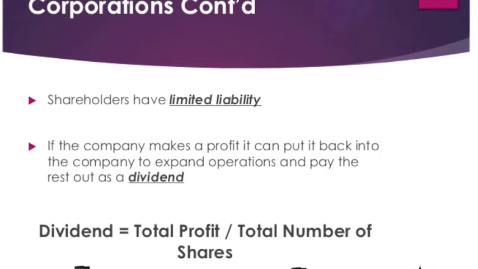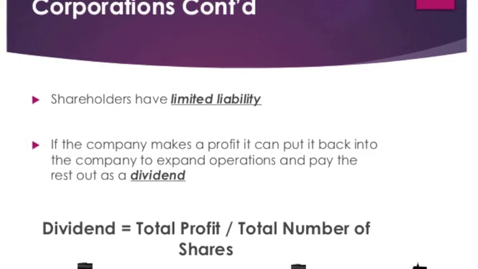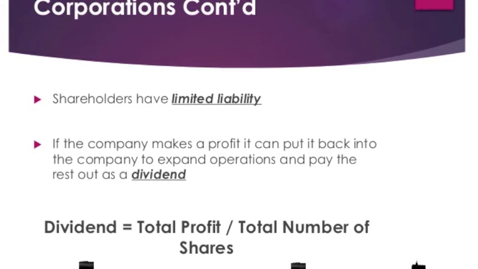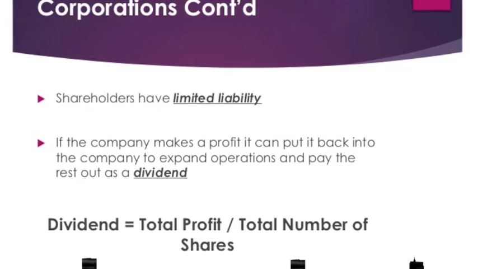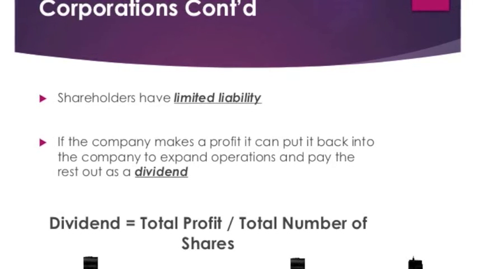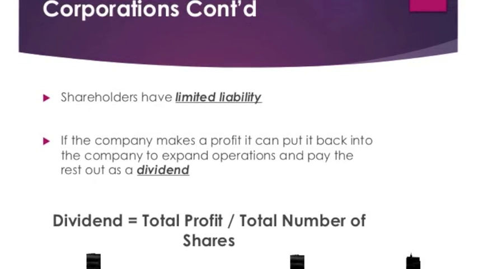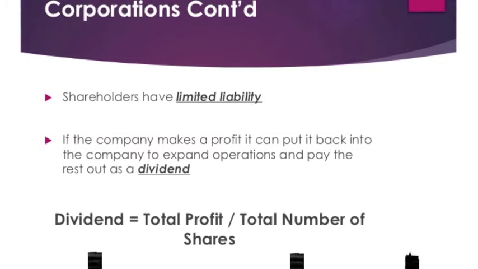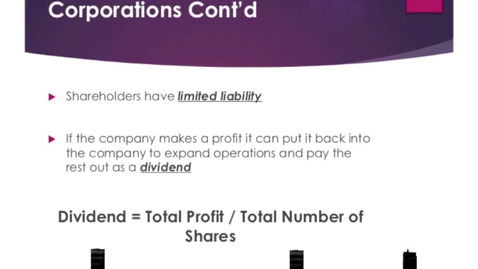Shareholders have limited liability. If the company makes a profit, it can put some back into the company to expand operations and pay the rest out as a dividend. It's like a bonus to all of the shareholders at the end of each period. A dividend is the total profit divided by the total number of shares. So the more shares a shareholder has, the more money they'll get when they're paid out a dividend.